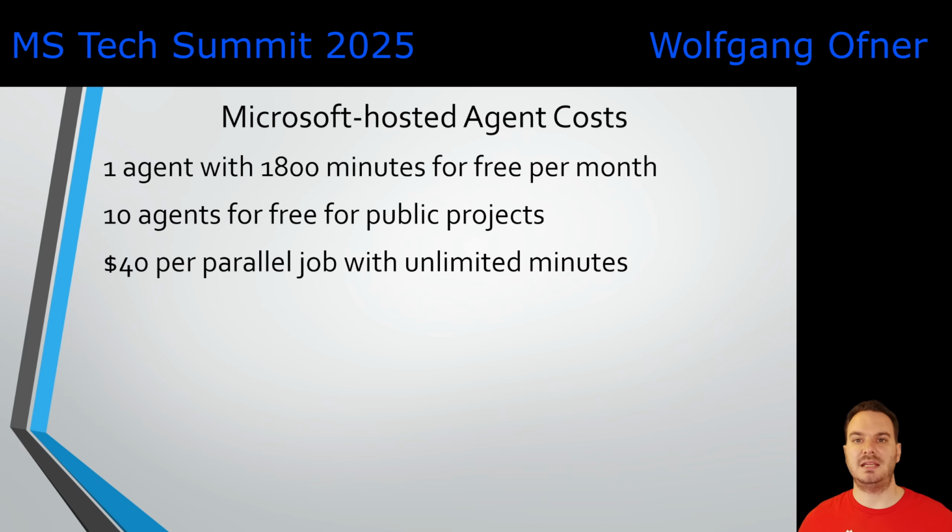So even if you have 10 agents, but only 2 parallel jobs, then you can only run 2 agents at a time. This means if the one agent is not enough, then you have to buy an additional one, and this costs $30 per month per parallel job.